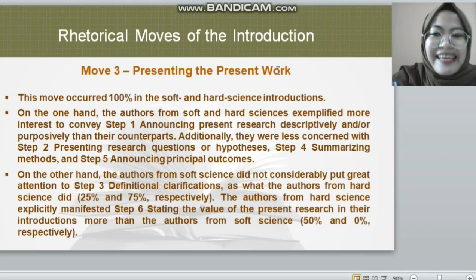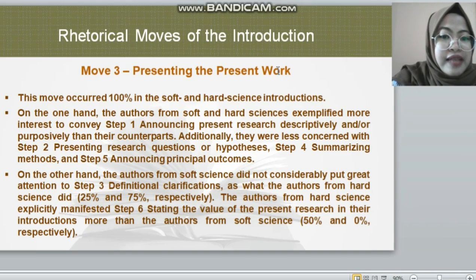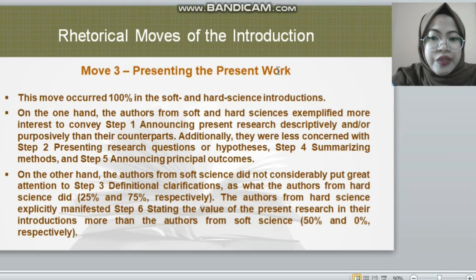So it's great actually. On the one hand, the authors from soft and hard science exemplified more interest to convey step 1, announcing present research descriptively and or purposively, than their counterparts. Additionally, they were less concerned with step 2, presenting research questions or hypotheses, and also step 4, summarizing methods, and step 5, announcing principal outcomes. On the other hand, the authors from soft science did not put considerable attention to step 3, divisional clarifications, as the authors from hard science did.